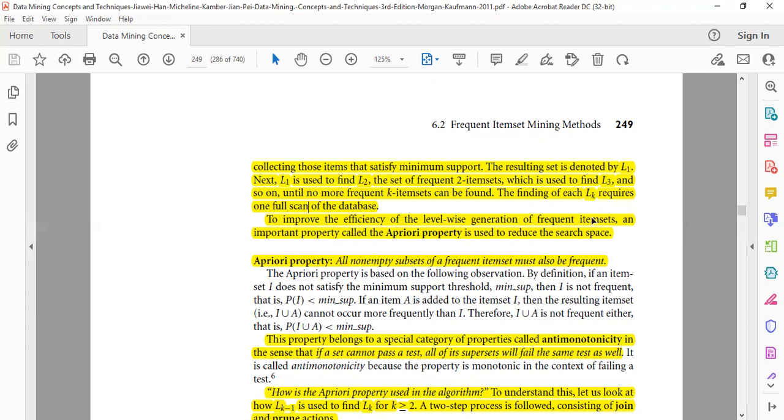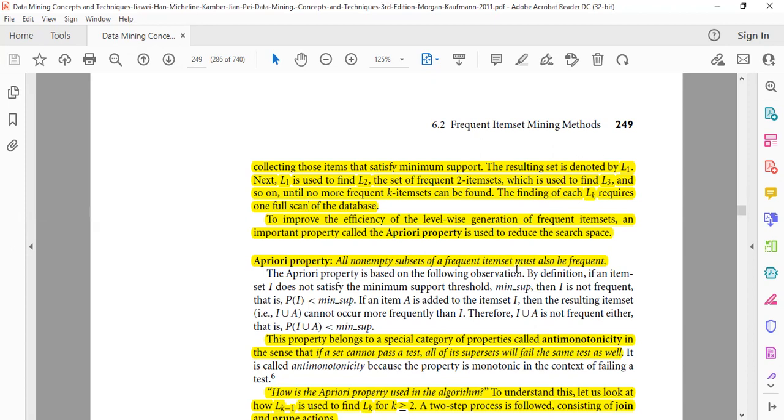So we need to scan the entire database every time we try to find an Lk item set. Now, in order to improve the efficiency of the level-wise generation, because we are scanning the database again and again, we use an important Apriori property which reduces the search space. This search space is the previous item set. If I am trying to find L3, then L2 is the search space. If I am trying to find L4, then L3 is the search space.